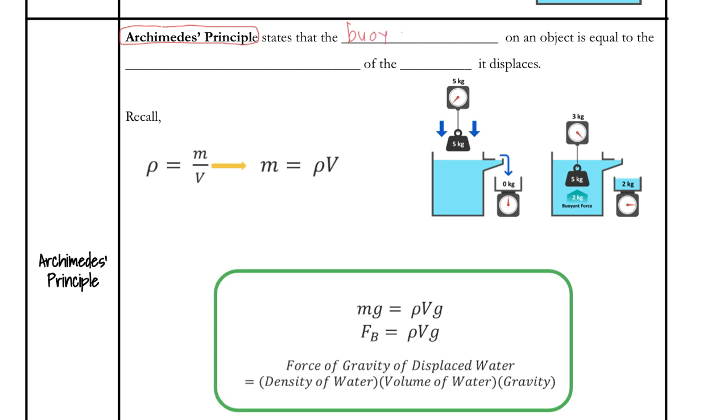His principle is related to buoyant force. He says that the buoyant force on an object is equal to the force of gravity, or we will just call that the weight, right? We know that force of gravity and the weight are the same, of the displaced fluid, or of the fluid that it displaces. Most of the time that is water. So super, super simple here.